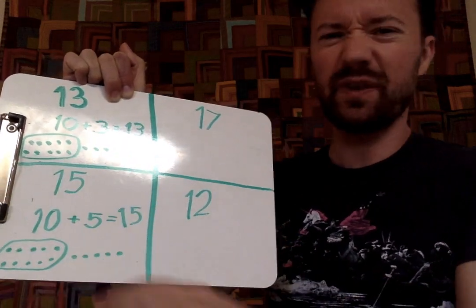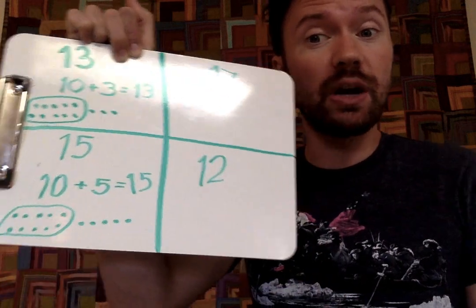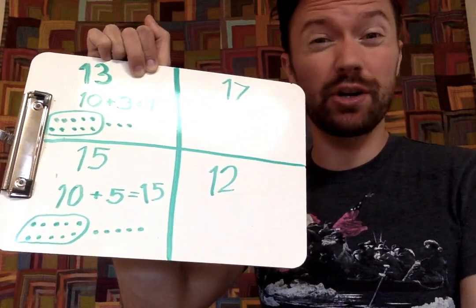Remember to make your 10 groups first, and then see how many more leftover ones you need to get to the numerals that we have. So when you're done with your work, you can send it to your teacher. Can't wait to see what your math brains come up with.